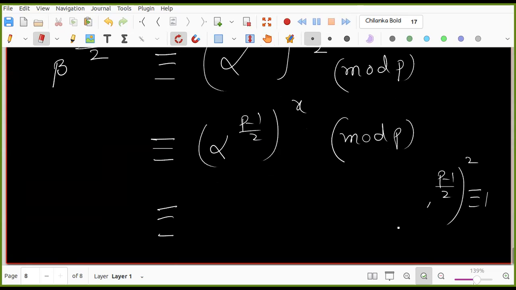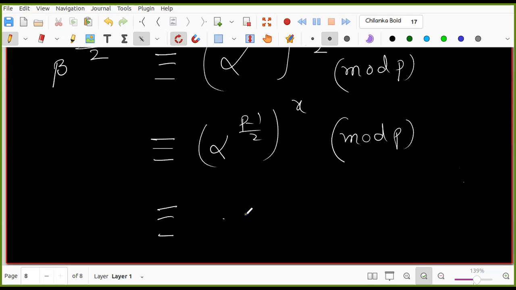So I'm saying that alpha power (p minus 1) by 2, squared, is 1. That means alpha power (p minus 1) by 2 is plus or minus 1. But it cannot be 1, because alpha is a primitive root, so its order is p minus 1. It cannot be 1 before that. So it is minus 1, and minus 1 whole power x, mod p.